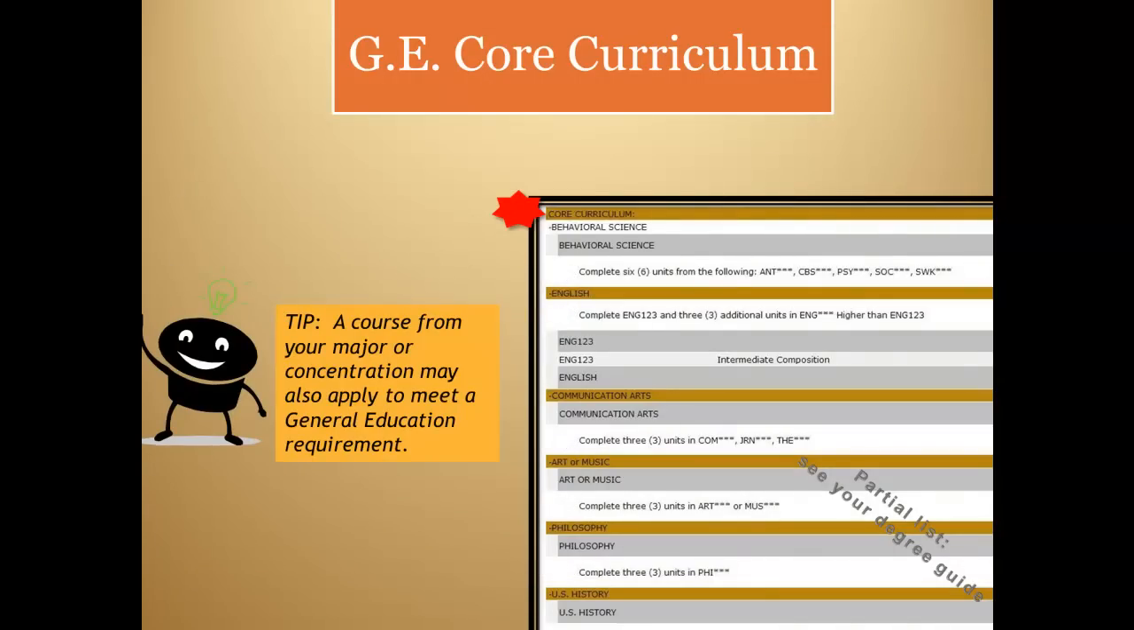If you are required to take a course within your major or your concentration that would also meet one of the categories within the competencies or the core curriculum of Gen Ed, that course may be applied to both the major requirement and the general education requirement.